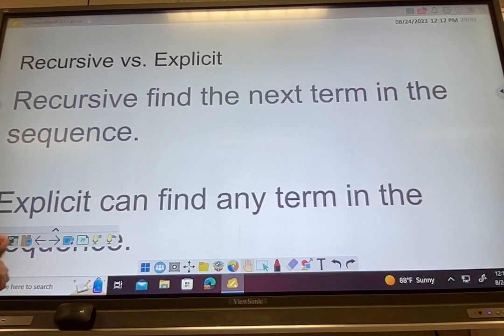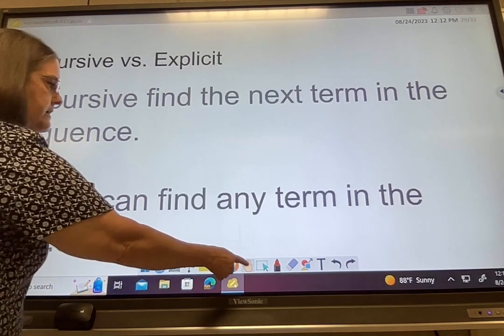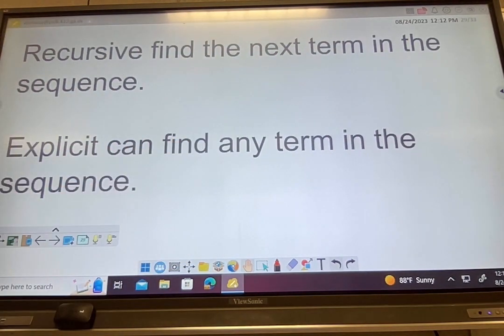Okay, a recursive formula, of course I went over that earlier. A recursive formula finds the next term in the sequence. An explicit formula can find any term in the sequence.